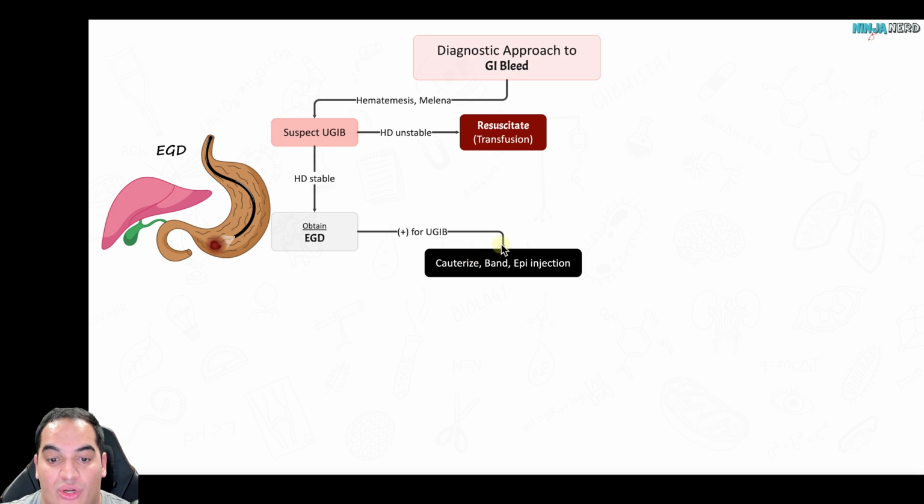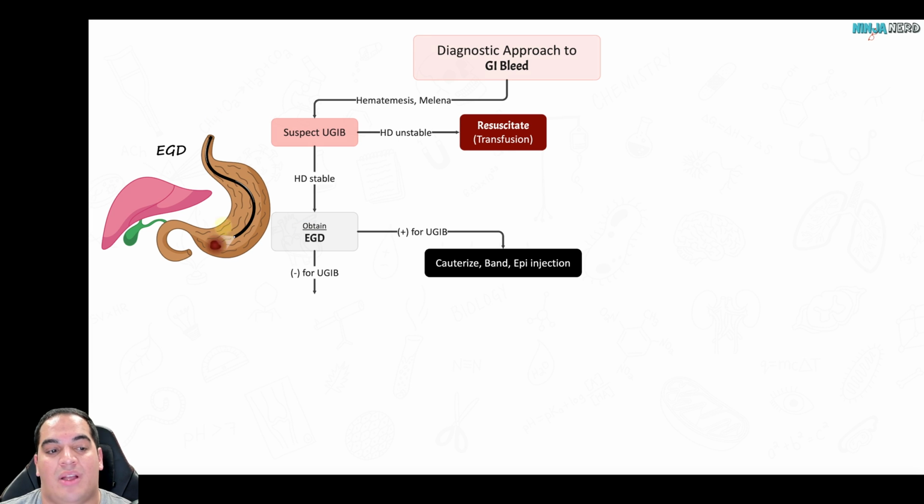So banding is really good for the esophageal varices. Or if it's a vessel, I can try to inject epinephrine into the vessel to vasoconstrict it to reduce the bleeding to that area. And so these are all things that I could do to try to stop the bleed, especially if it's in the upper GIT. Now, if I do this and I see nothing in this area, then it's probably not an upper GI bleed, or if it is, I'm just missing it and it's intermittent.